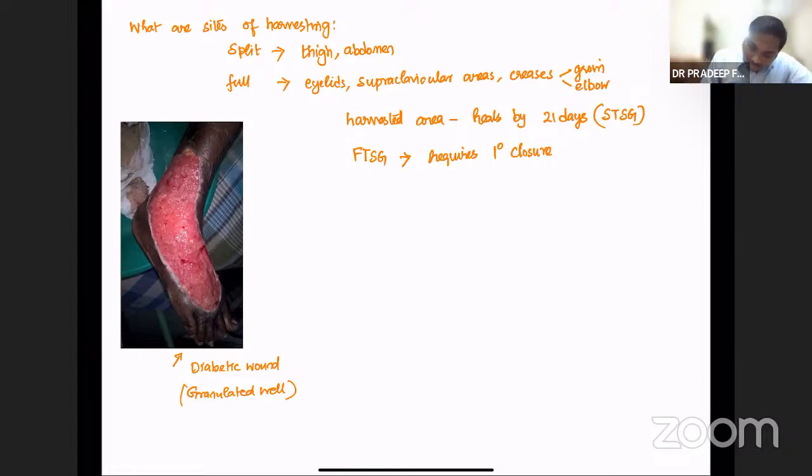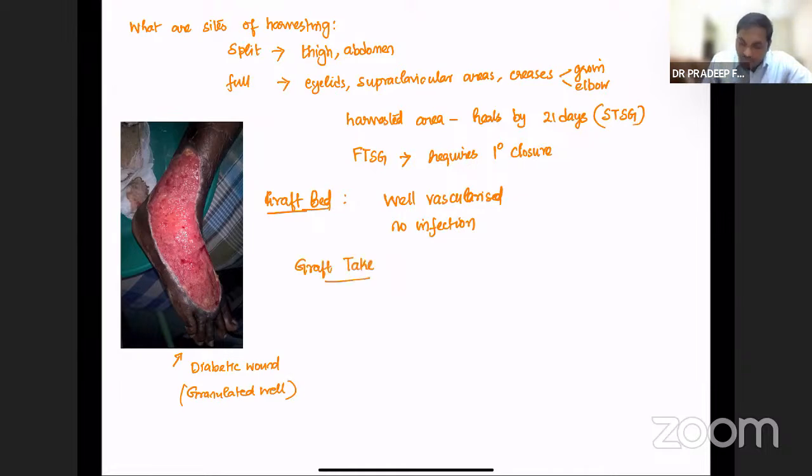Then moving on to the place of grafting, that is called the graft bed. The graft bed should be well vascularized and it should be free of infection. Only then will the graft take be good. Right? What do you mean by graft take?